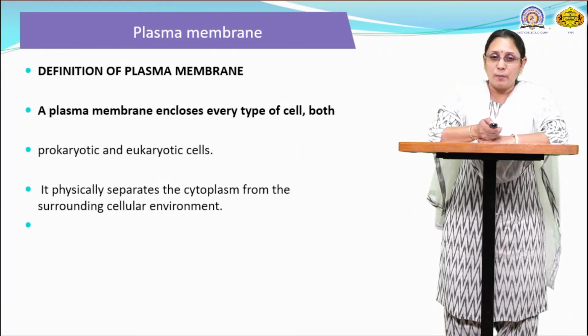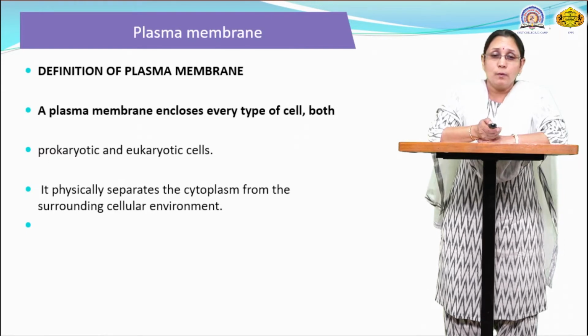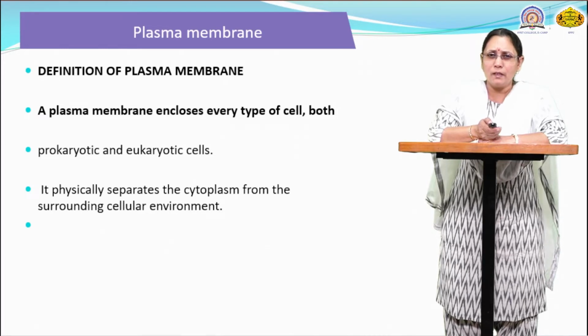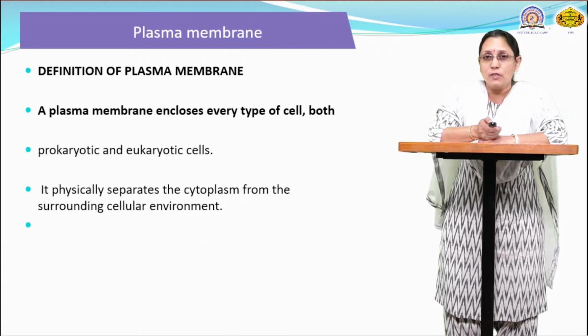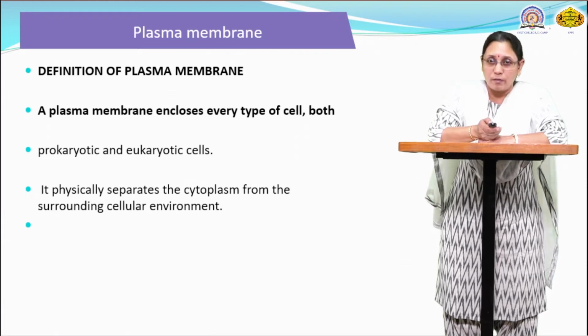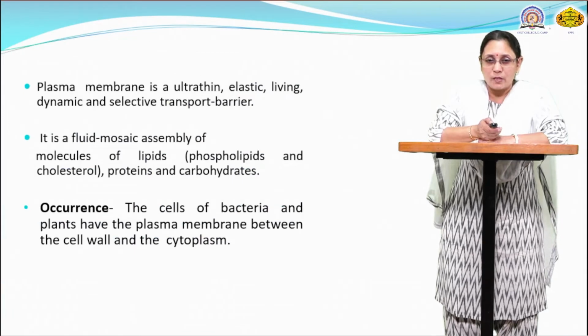So what is plasma membrane? First of all, if you want to define this term plasma membrane, how can you define it? Plasma membrane encloses every type of cell, both prokaryotic cell as well as eukaryotic cell. Basically it is responsible for separating the cytoplasm from the surrounding cellular environment. So the first role of the plasma membrane is to separate the cell, its cytoplasmic material, from the outermost environment. So this is the structure or definition of plasma membrane.